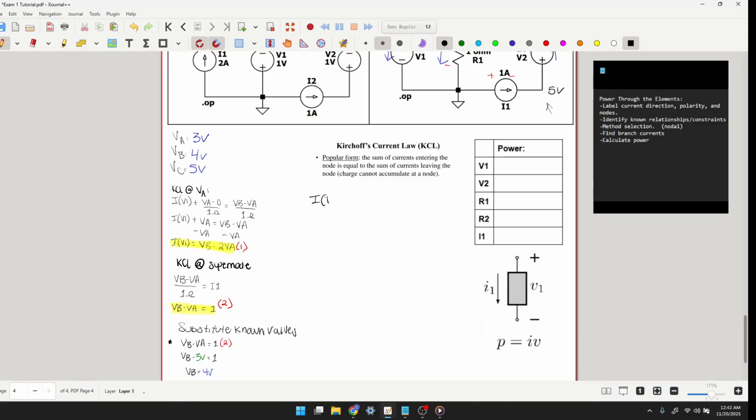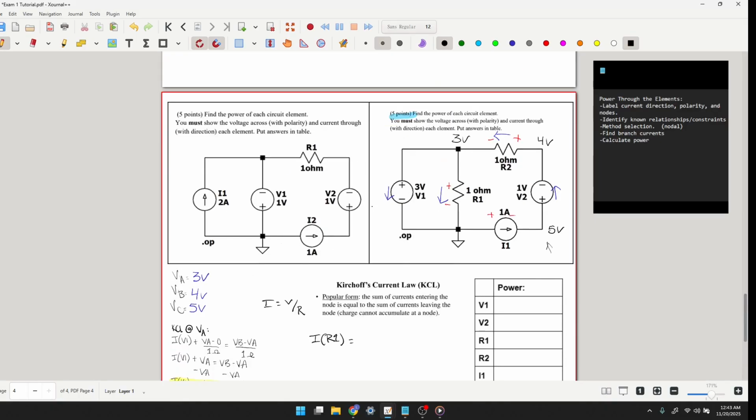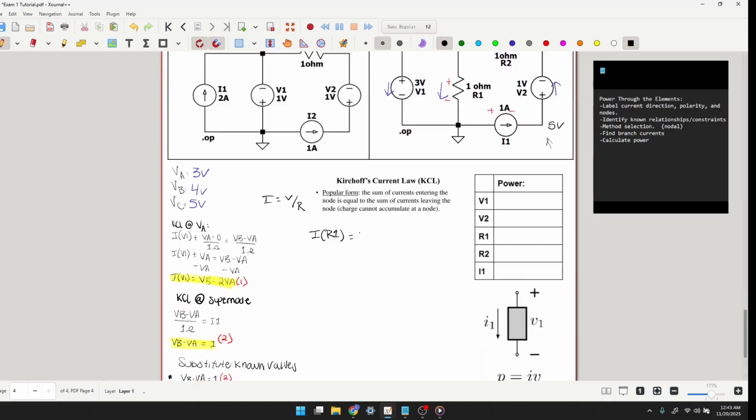Let's start with our resistor R1. From Ohm's law, we know that I is equal to V over R. So the current through R1 should be equal to 3 volts over 1 ohm. It's going to give us 3 amps.